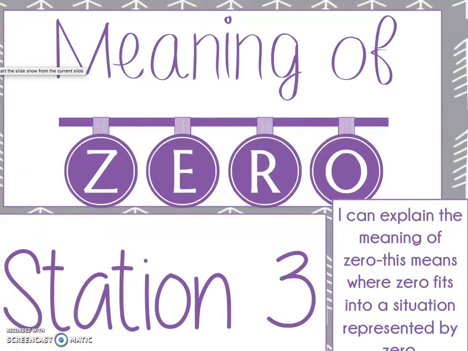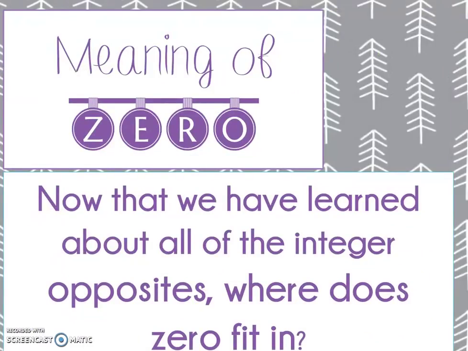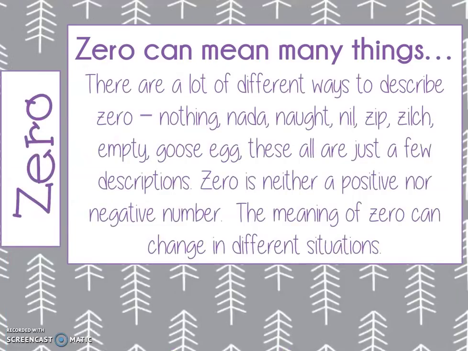All right, so the last station that we're going to take a look at is the meaning of 0. I can explain the meaning of 0 or where 0 fits into a situation. Now that we've learned all about these integer opposites, we're going to take a look at where 0 fits in. It says 0 can mean a lot of different things. It can be described as nothing, nada, not, zip, zilch, empty, goose egg. There's just a lot of ways that we can describe 0.